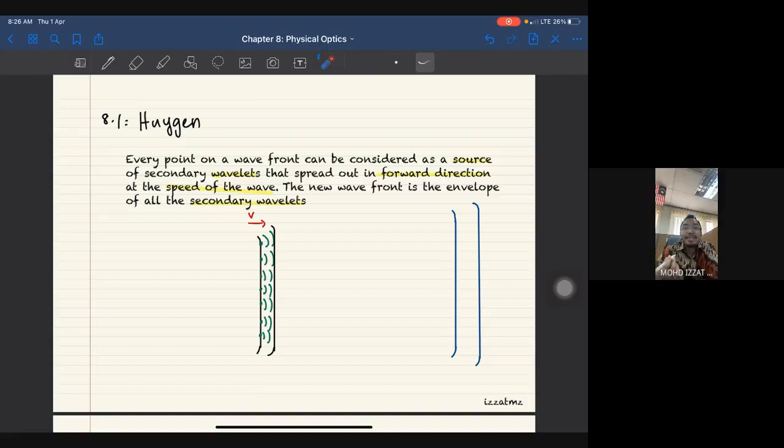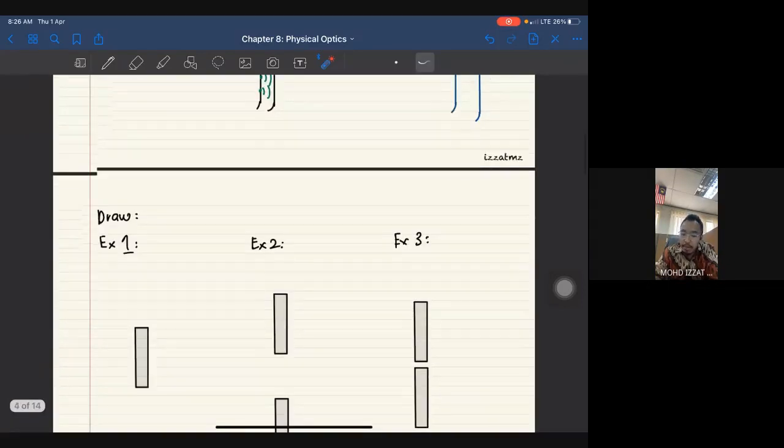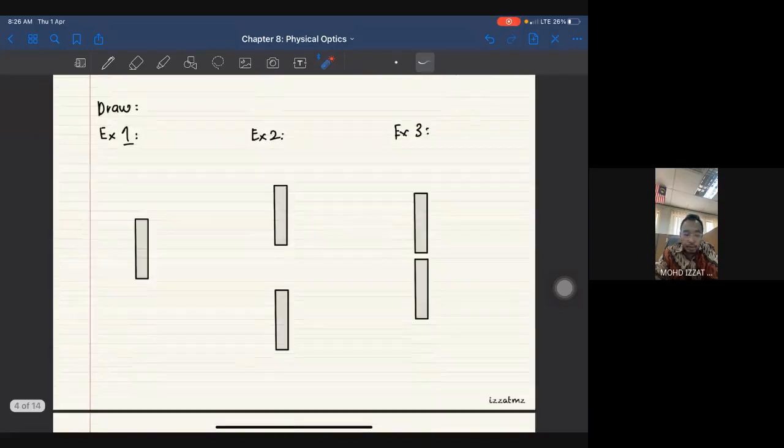So Huygens ni dia basically describe macam mana wavefront tu travel, macam mana wave travel. Dan dia sebenarnya describe tak semestinya pasal cahaya, dia actually describe for all types of wave. Tapi for our syllabus, for this chapter we focus on optics, so light lah. But for drawing purpose macam yang saya lukis ni, maybe kamu boleh bayangkan dia sebagai water. Senang sikit nak bayangkan. And in fact, sometimes dia tanya dalam soalan, they ask you to draw.